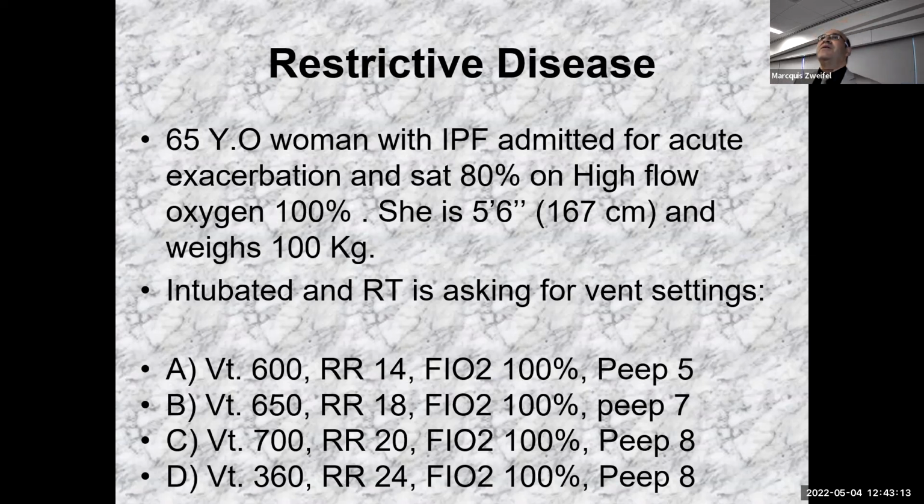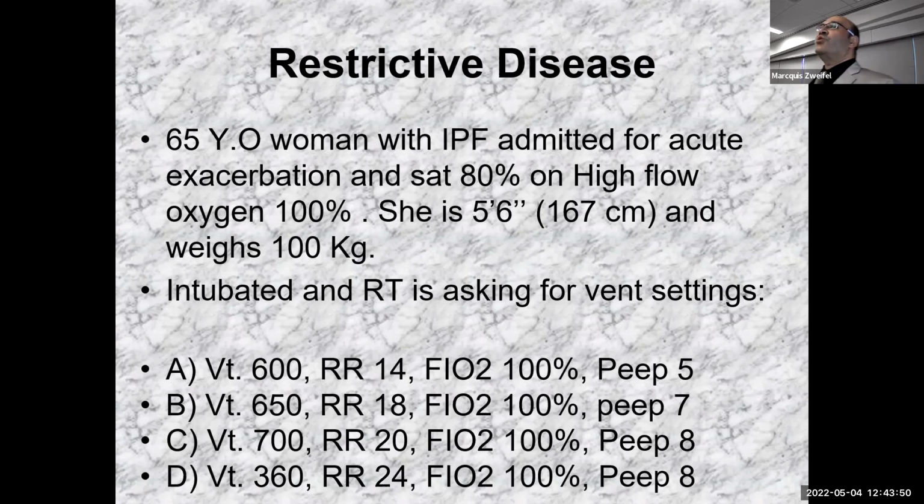So this patient has IPF, admitted for acute exacerbation. She's a lady, on 80% on high flow oxygen, 100%, height 5'6", and weighs 100 kilos, intubated by RT, who is asking for vent settings. Which one will you select? What's her ideal body weight? 60. So what tidal volume would you use for her? If we think this is similar to ARDS, because ARDS is already a restrictive lung disease, which answer will be the correct answer? D, tidal volume 360, 6 times 60, 360.